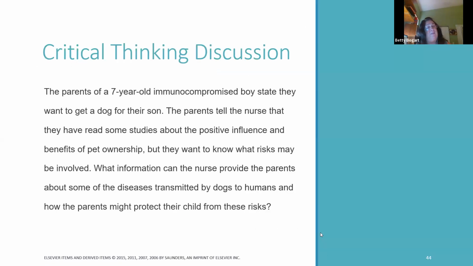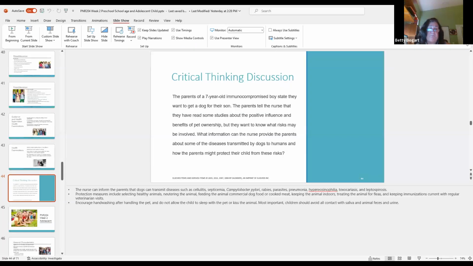So the parents of a 7-year-old immunocompromised boy state they want to get a dog for their son. The parents tell the nurse that they have read some studies about the positive influence and benefits of pet ownership, but they want to know what risk may be involved. What information can the nurse provide the parents about some diseases transmitted by dogs to humans and how the parents might protect the child from these? So, what do they transmit?